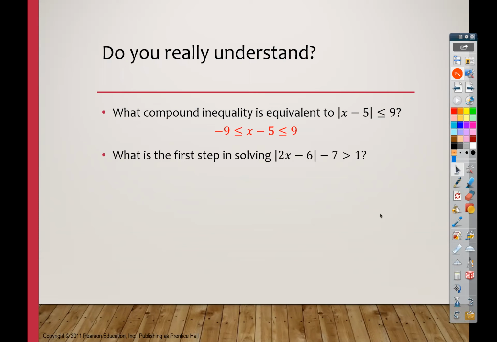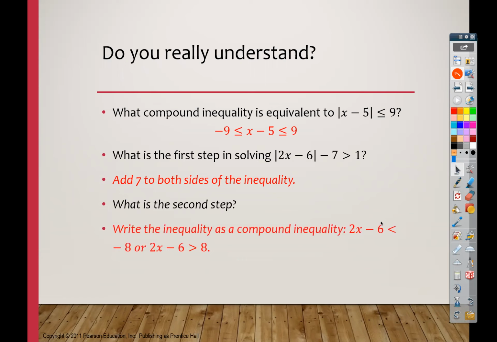Okay, what is the first step in solving this? You better add that 7 to both sides. What's the second step after you do that? Write the inequality as a compound inequality. So you have to set it up 2x minus 6 is greater than 8, or 2x minus 6 is less than -8.